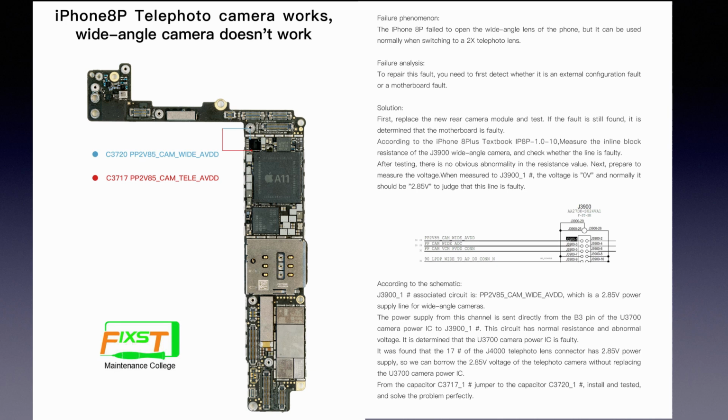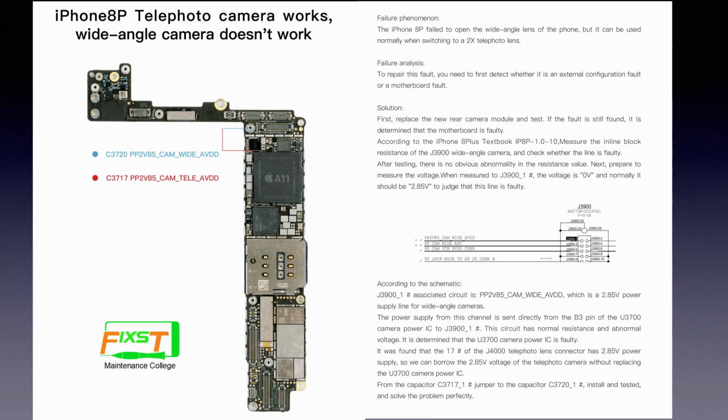So first, we need to test the resistance of the J3900, the wide angle camera connector, to test whether the line is failed. And after the testing, there is no abnormal resistance. So next, we need to test the voltage. On this connector J3900, the pin 1 voltage has been tested. This voltage is 0 volts, and normally this voltage should be 2.85 volts. So this line has some problem.